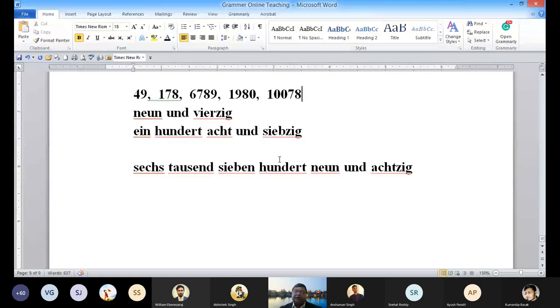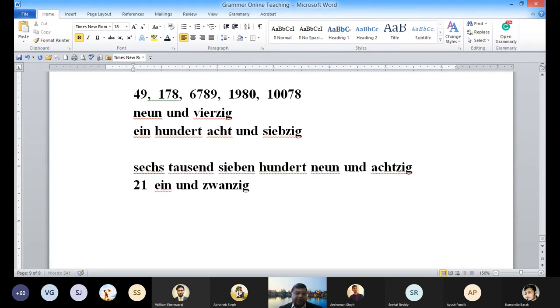So as I have told you, after 20, these two-digit numbers, whenever we are reading, we put und. 21 means 1 and 20. So 1 und 20. 21, how will you read? 21, 1 und 20.